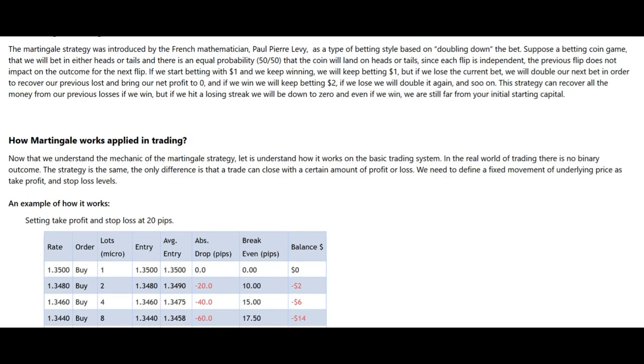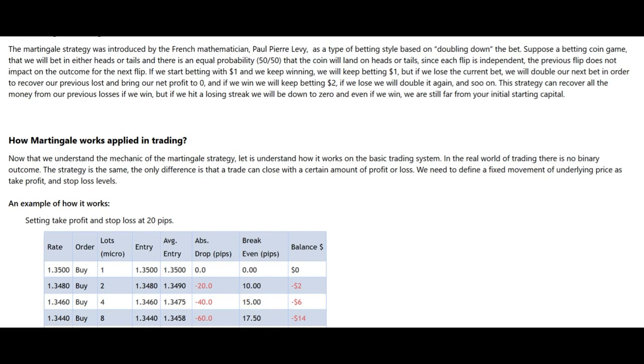The Martingale strategy was introduced by Paul Pierre Levy as a type of betting style based on doubling down the bet. Suppose we have a betting coin game where we bet on either heads or tails, and there is an equal probability, 50-50, that the coin will land on heads or tails. Since each flip is independent, the previous flip does not impact the outcome of the next flip.